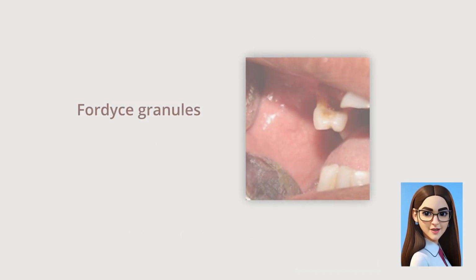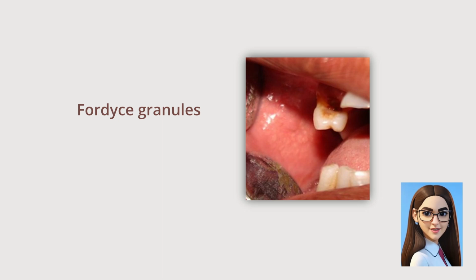All right, now let's continue with Fordyce granules. Small raised yellow or white bumps can appear on the lips, inside the cheeks, or in other areas of the mouth. This is a normal variation of the sebaceous glands, so no treatment is needed.